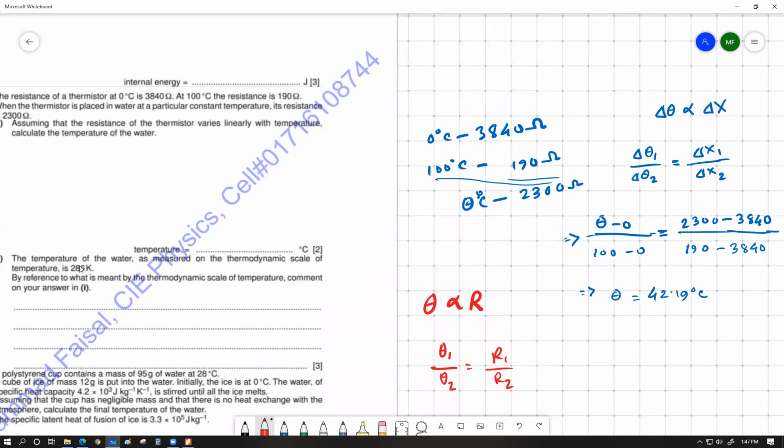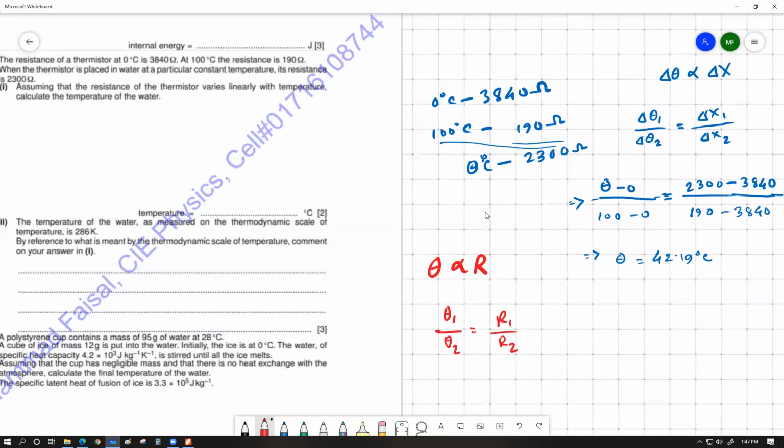I forgot the first sentence. Got it. Okay, here is the stuff. The question says the temperature of the water as measured on the thermodynamic scale of temperature is 286 Kelvin. This is already provided to us. By reference to what is meant by thermodynamic scale of temperature, comment on the answer in one. The question has already told us that the Kelvin temperature of this water at this relevant temperature is 286 Kelvin.